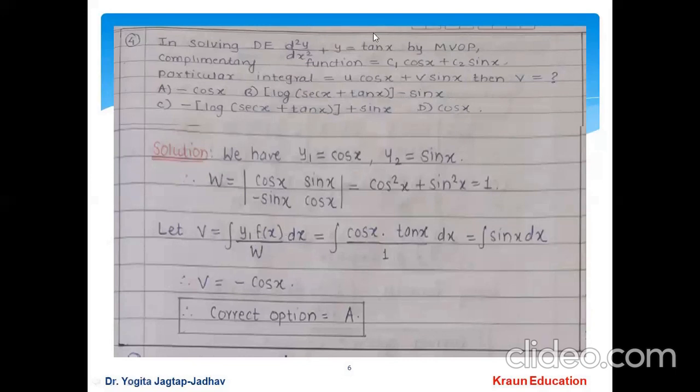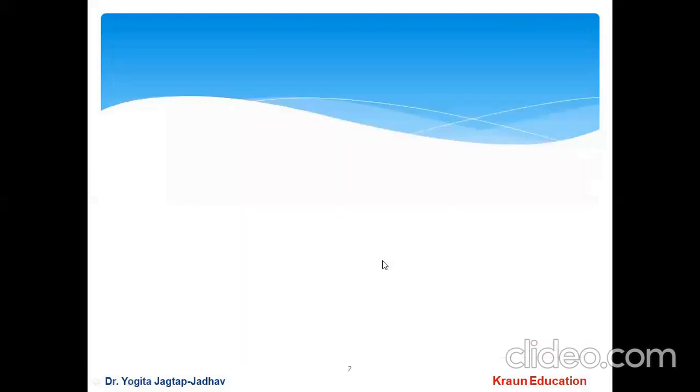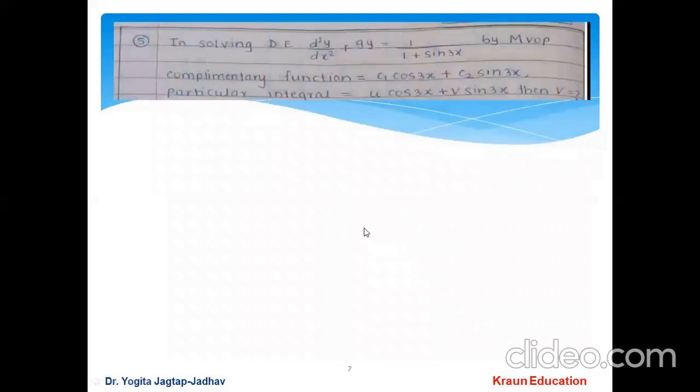The value of f of x is tan x, and W equals 1. Tan x is what? Sin x upon cos x, isn't it? Therefore, cos x gets cancelled and we are left with only sin x. Also, you know, integration of sin x is what? Minus of cos x. Therefore, the correct option is A option. Now, let us see the next example.